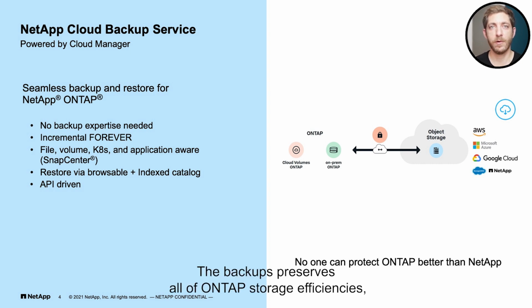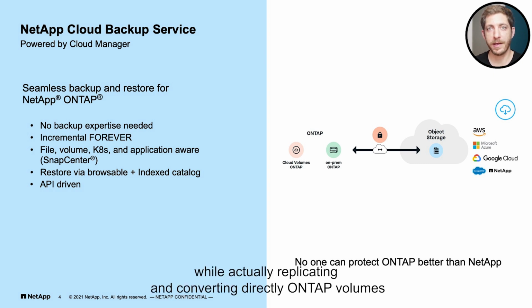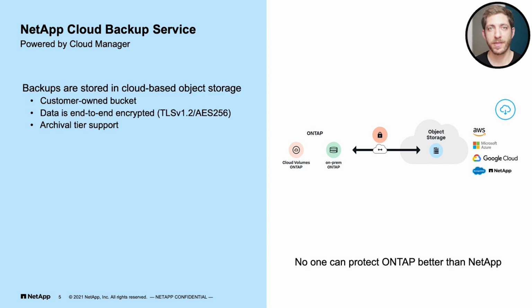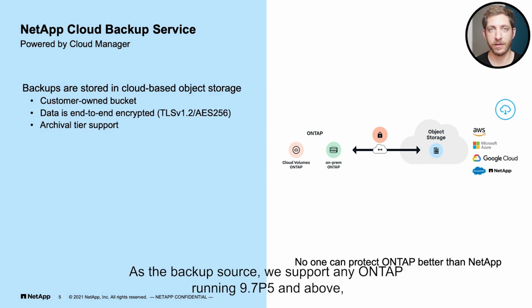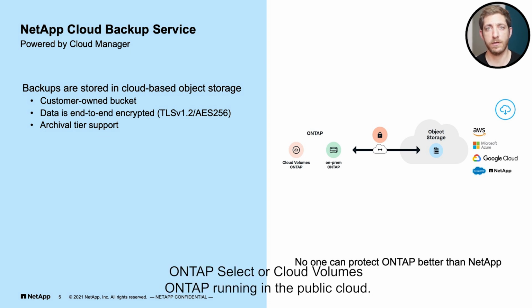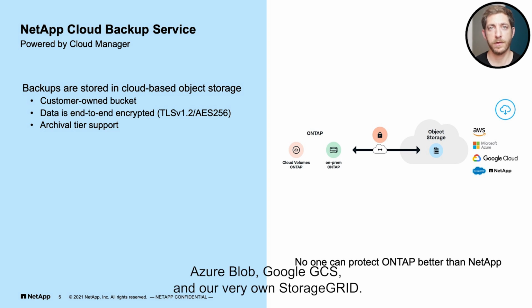The backup preserves all of ONTAP storage efficiencies while replicating and converting directly from ONTAP volumes into S3 compatible objects, incrementally forever. As the backup source, we support any ONTAP running 9.7 P5 and above, regardless if it's ONTAP on-premises, ONTAP Select, or Cloud Volumes ONTAP running in the public cloud. As the backup destination, we support AWS S3, Azure Blob, Google GCS, and our very own StorageGRID.